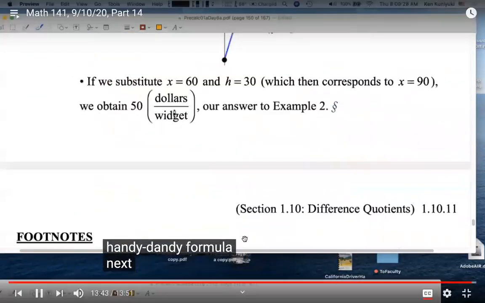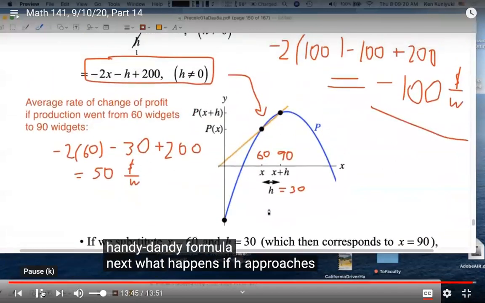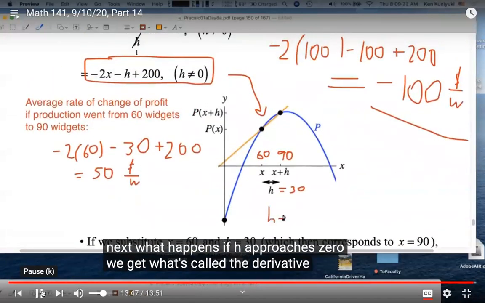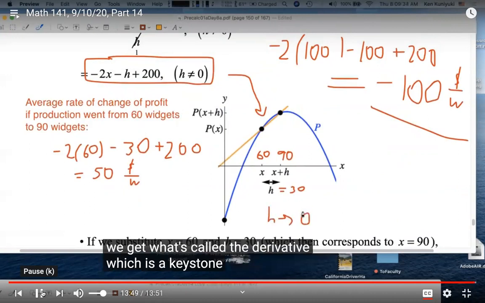All right, handy-dandy formula. Next, what happens if h approaches 0? We get what's called the derivative, which is a keystone of calculus.